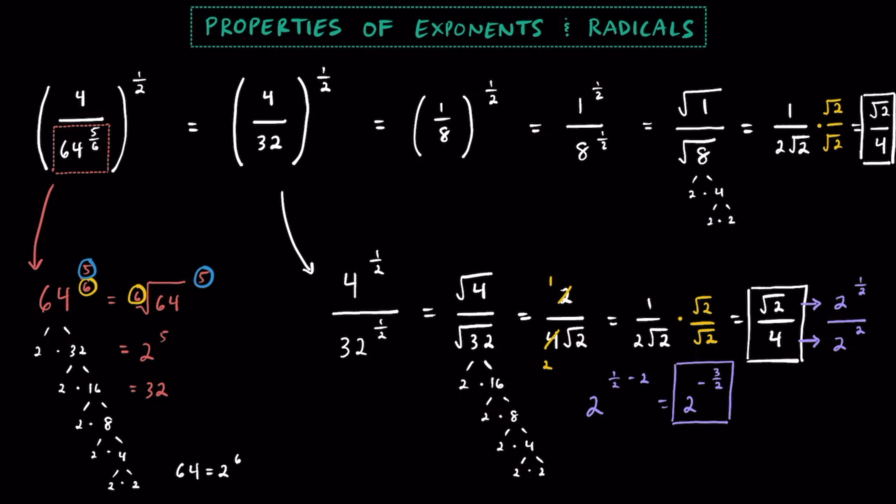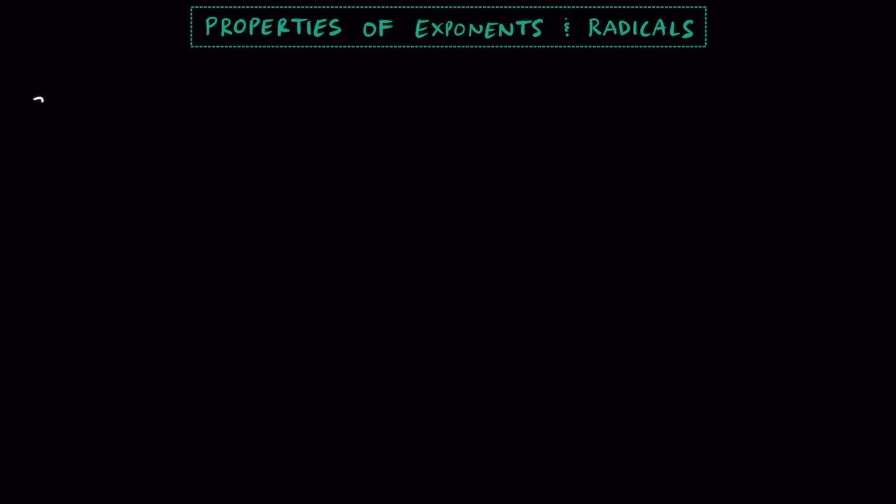So if you needed to write this using exponential form, this is how you could write it. 2 to the negative 3 halves power is the same thing as what we got earlier, the square root of 2 over 4. This one's just in exponential form instead. Alrighty, let's try another one. So in this example, let's try taking a look at this expression of 3m to the 1/4 power.